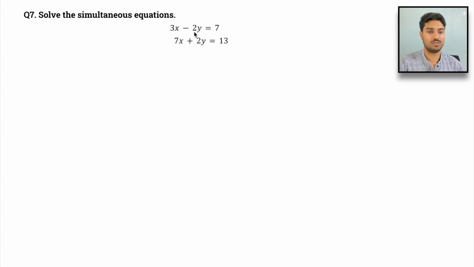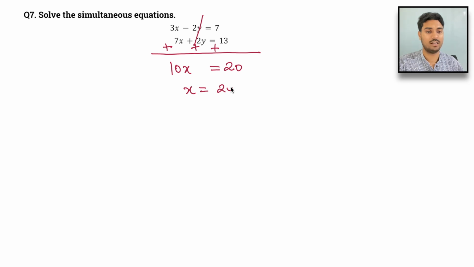We have 3x minus 2y equals 7, 7x plus 2y equals 13. So let's add them together once again, because we have one 2y positive and one 2y negative. If we add them, 2y will cancel out. So we have 7x plus 3x, that is 10x, which equals 13 plus 7, that's 20. So x equals 20 by 10, that's 2. So the value of x is 2.